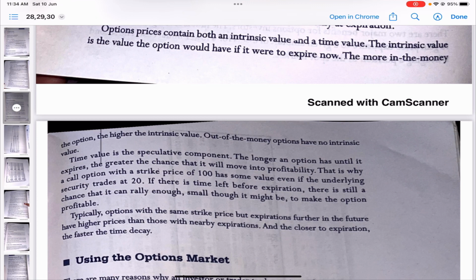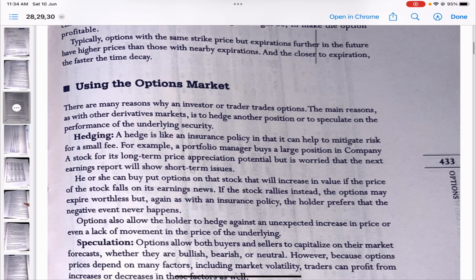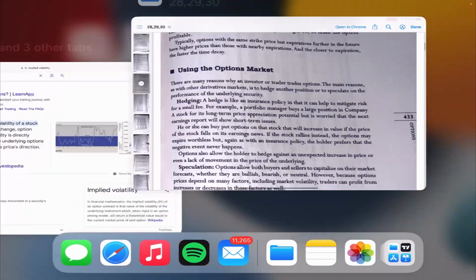Okay. Time value is a speculative component. The longer an option has until it expires, the greater the chance that it will move into profitability. That is why a call option with a strike price of 100 has some value even if the underlying security trades at 100. If there is time left before expiration, there is still a chance that it can rally enough. Okay. Typically, options with the same strike price but expirations further in the future have higher prices than those with nearby expiration. So what do they mean by that?